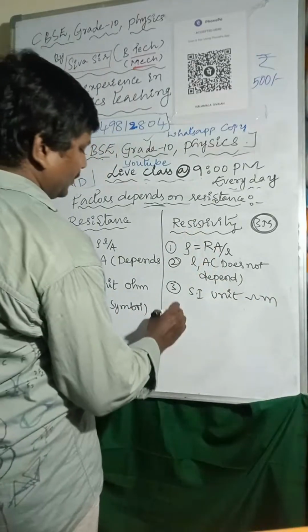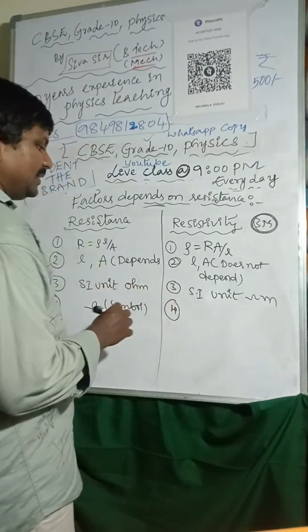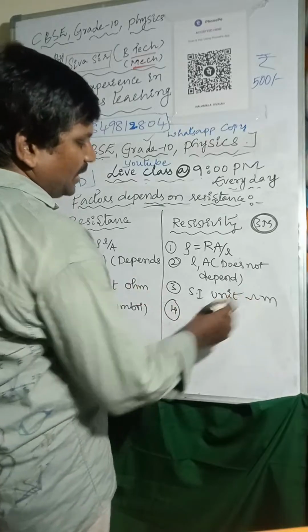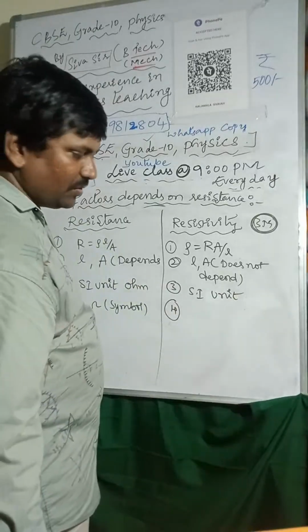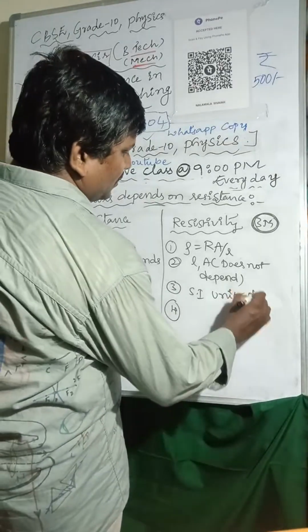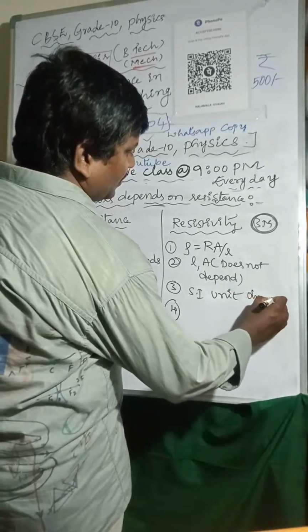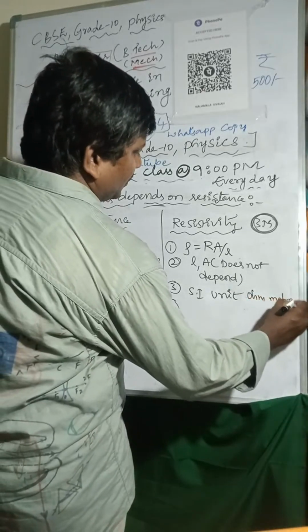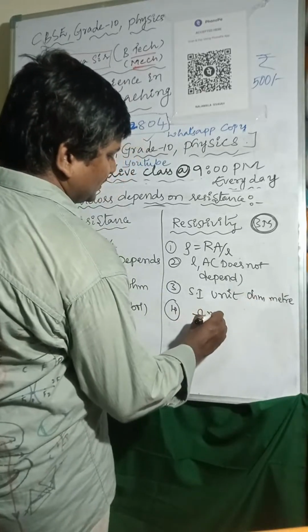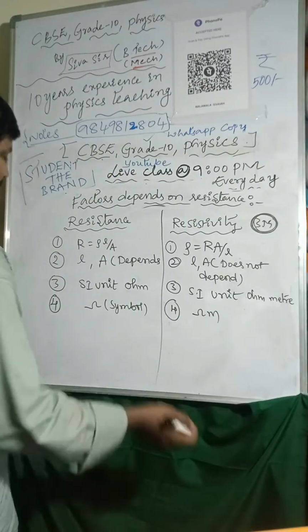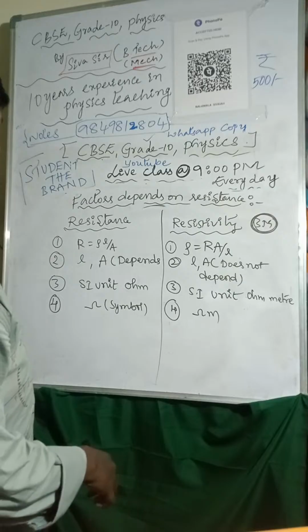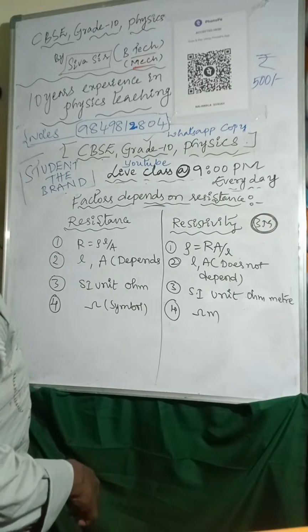Fourth one is the symbol for ohm meter. Actually, we have to write the words. These are the symbols. Ohm meter. So this is about resistance and resistivity.